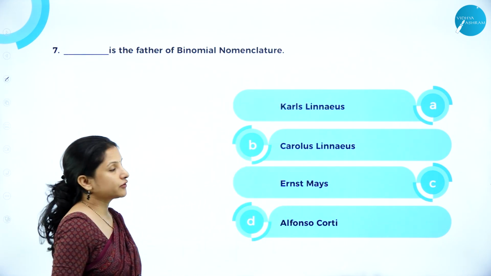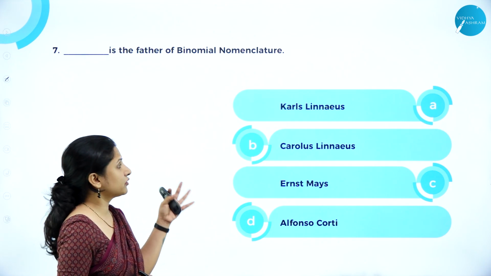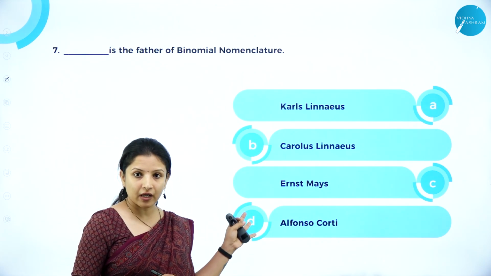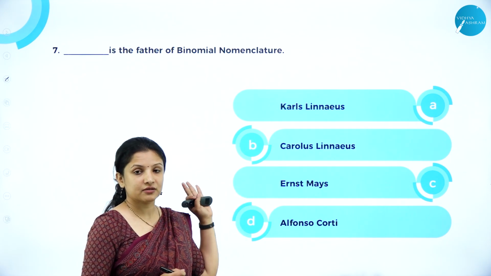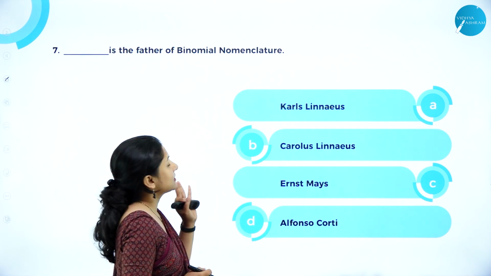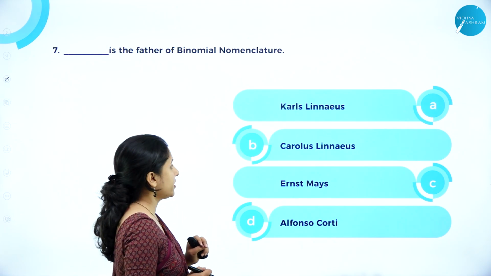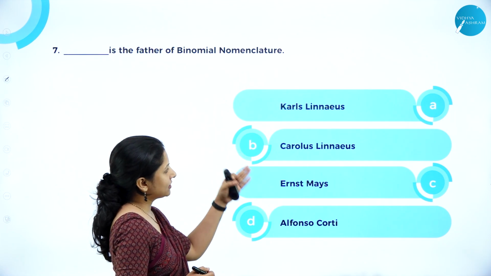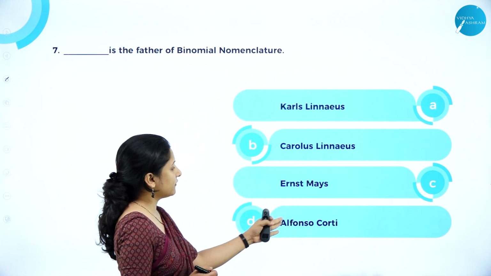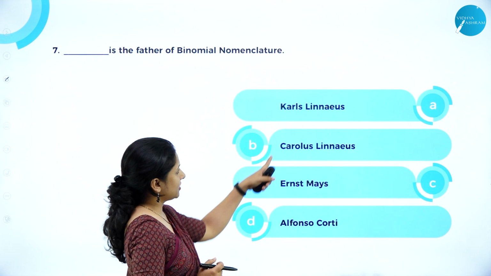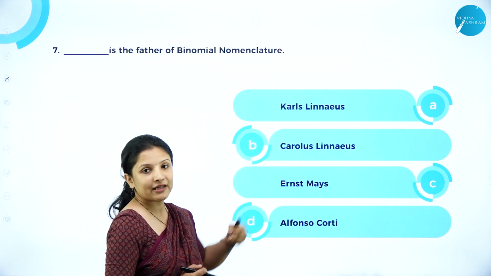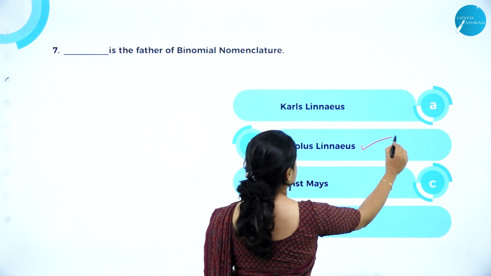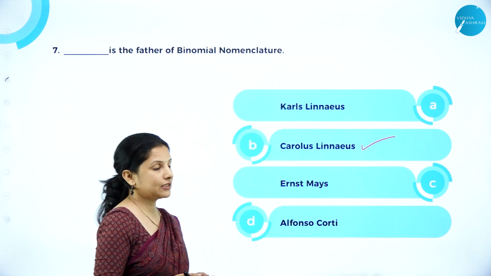Next, dash is the father of binomial nomenclature. This is one of the very important questions that can be asked either for a 1 mark or in the form of a MCQ. It is a very, very important question. That is, dash is the father of binomial nomenclature. Is it Carl Linnaeus, Carolus Linnaeus, Ernest Mayr, or Alfonso Corti? So the right answer here is Carl Linnaeus. The spelling is wrong there, so don't choose that. It is Carolus Linnaeus. The answer is B, Carolus Linnaeus.